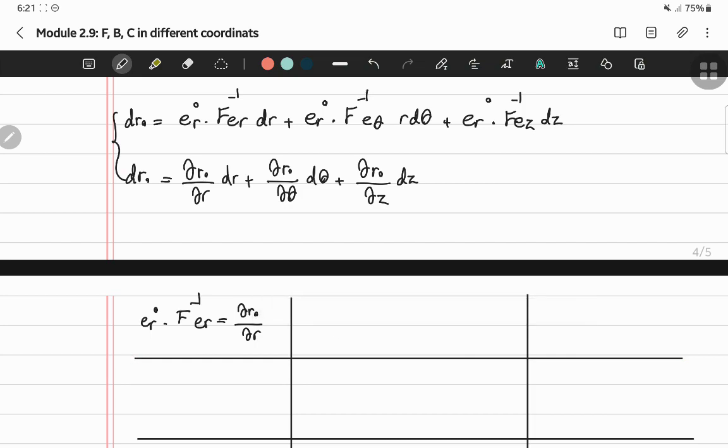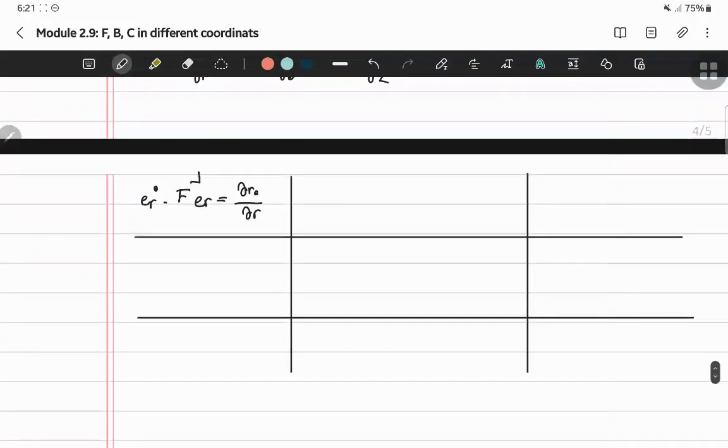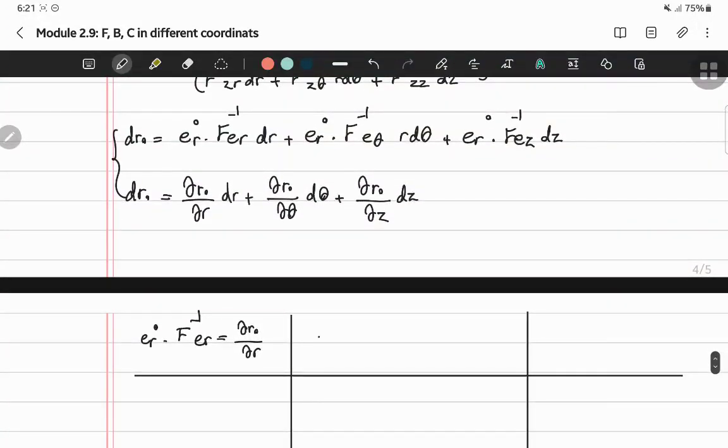Then we have r theta in here, so we have to write it in here. So er0 dot f inverse e theta is equal to the partial derivative of r0 with respect to theta. Then we have er0 dot f inverse ez is equal to this one component in here.